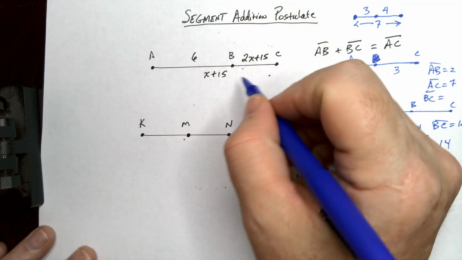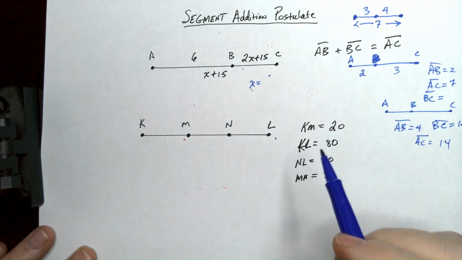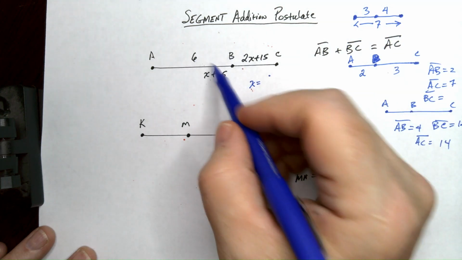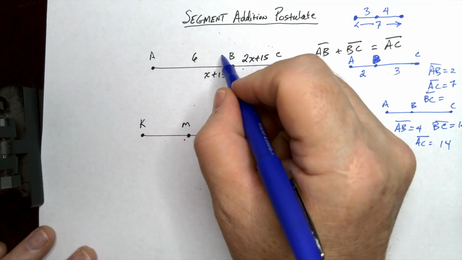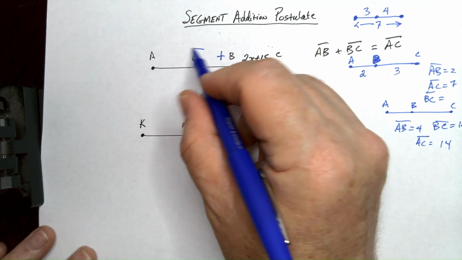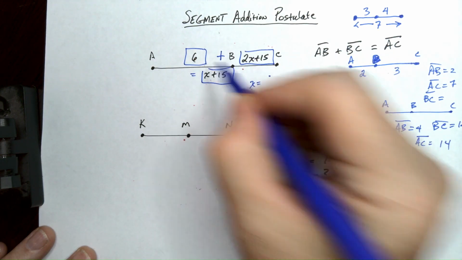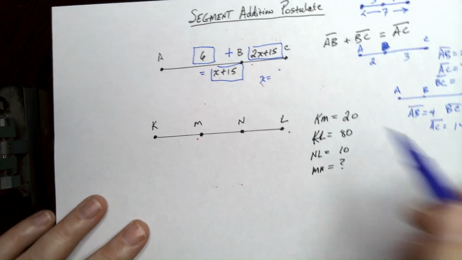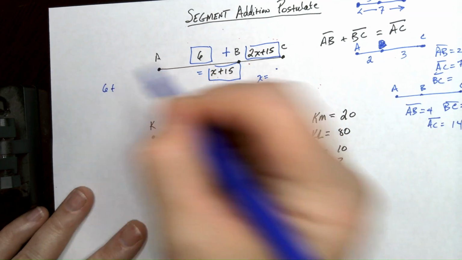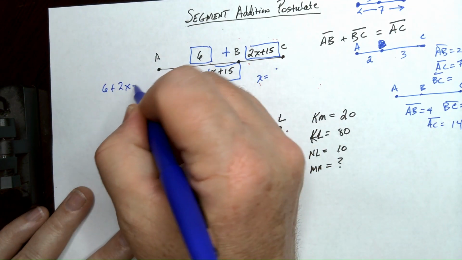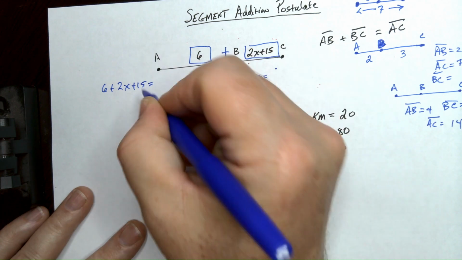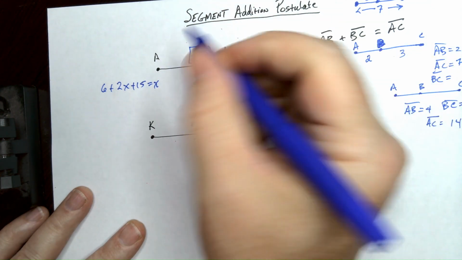All right, now let's see some that have a little bit of algebra. On this one, we have to figure out, what does x equal? Well, 6 plus this equals that. So we can write an equation for that: 6 plus 2x plus 15 is going to be equal to x plus 15.